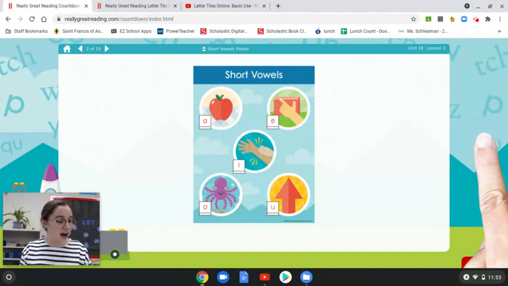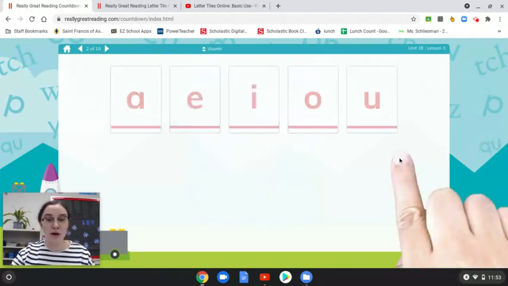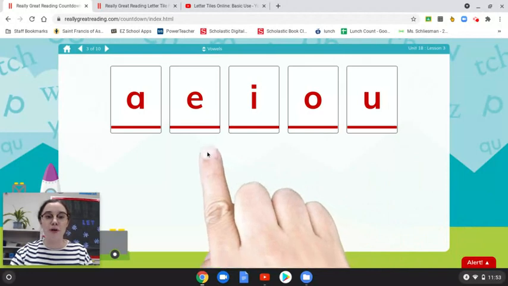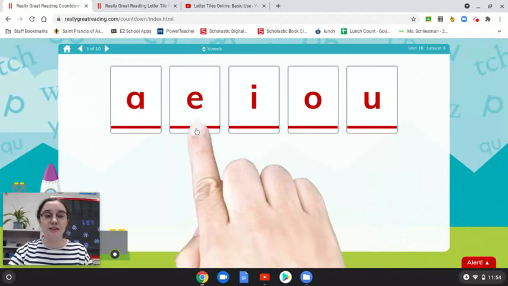Good. Now I'm going to point to one of the letter tiles with the vowel on it, and I want you to say the short vowel sound that goes with it and the motion. So if I point to the letter E, you would say eh. Ready?